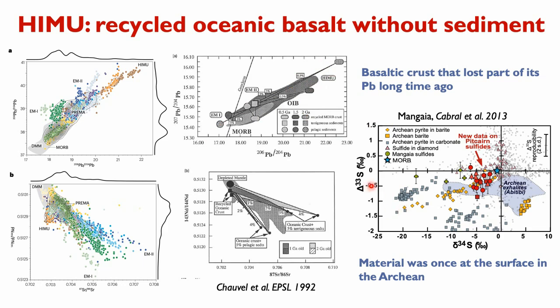This is also consistent with the very nice work published by Jackson's group in 2013 on sulfur isotopes on some islands that have the high mu characteristics. Maybe it's too small for you to see here, but these are the green dots in the figure, and here again, these negative values demonstrate that the material was present at the surface of the Earth more than 2.45 billion years ago. Okay.